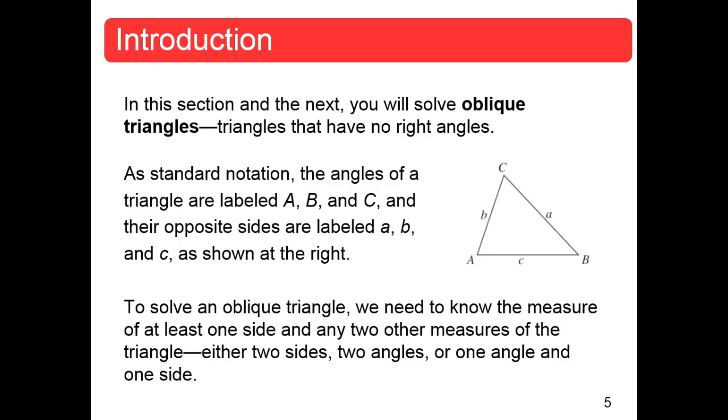To solve an oblique triangle, you need to know the measure of at least one side, and any two other measurements. That would be two sides, an angle and a side, or two angles. So to solve an oblique triangle, you need at least one side and any other two measures. So say if you know side c, you need to know either A and B, or A and C, two angles, or A and little b, or any other combination of those.